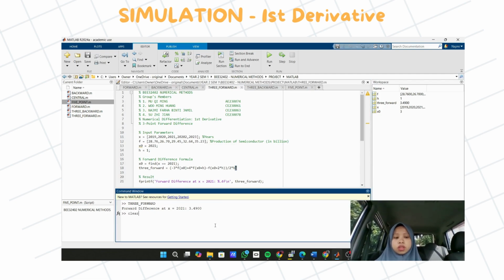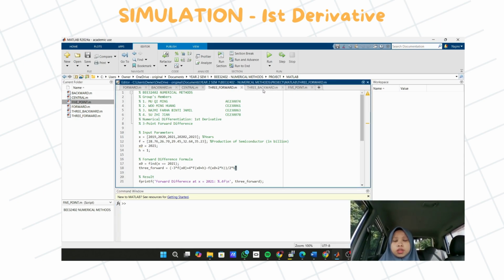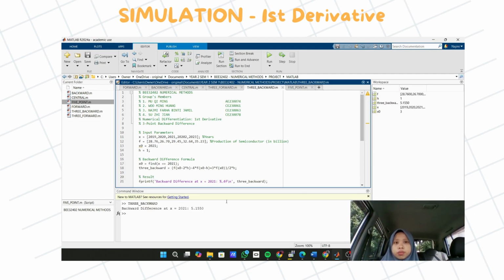So we can clearly state that it is easier to do the simulation in MATLAB for this topic because it is very straightforward. We only insert the equation and not change anything, especially for the input parameters. Okay, this one is for the 3-point backward. We obtain 5.1550. Okay, the same as the manual calculation.